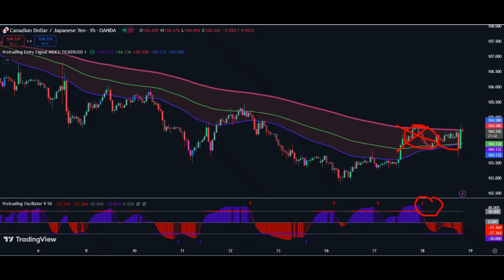But here you have a signal which is within this range, the 150 exponential moving average. This is a valid signal for us to take.